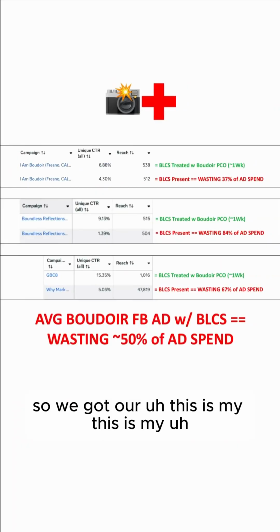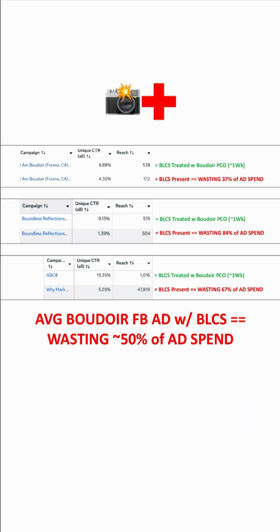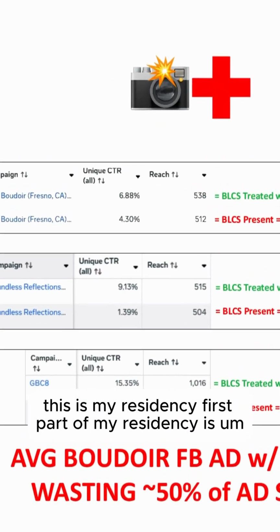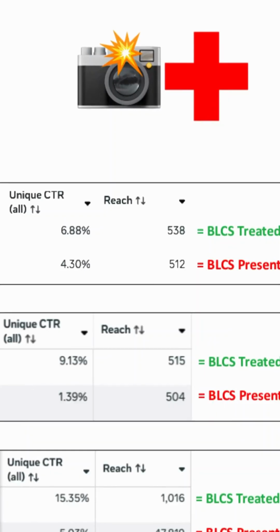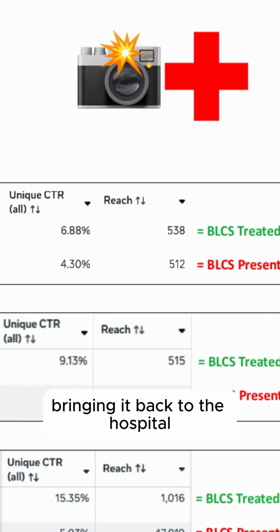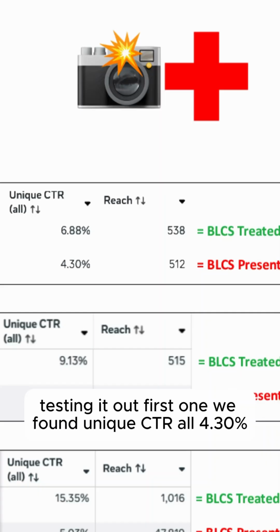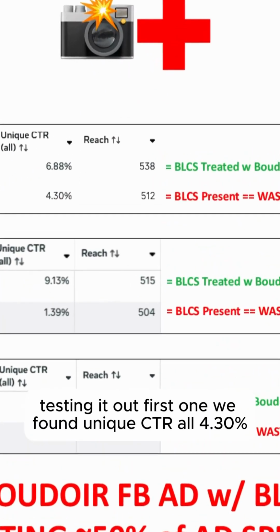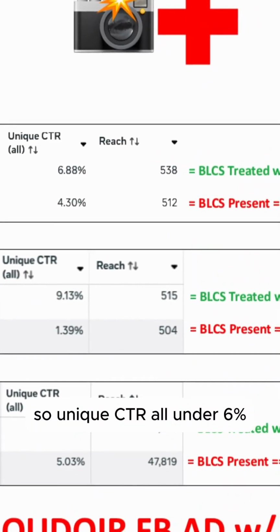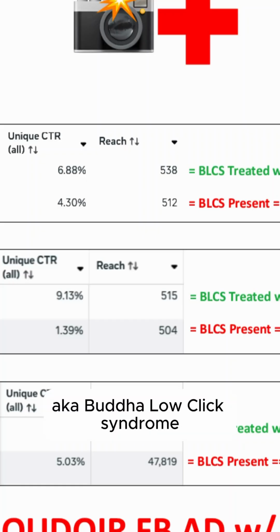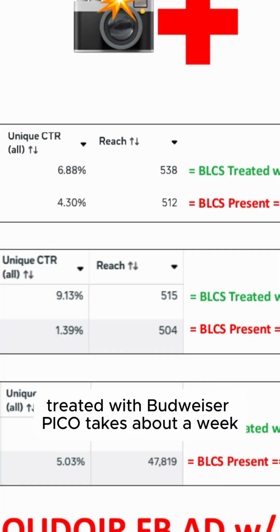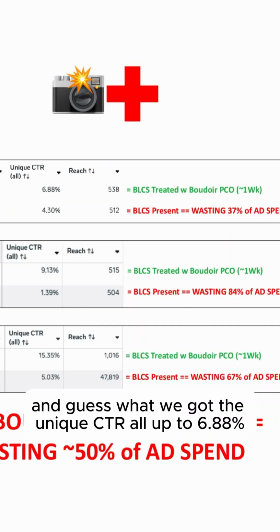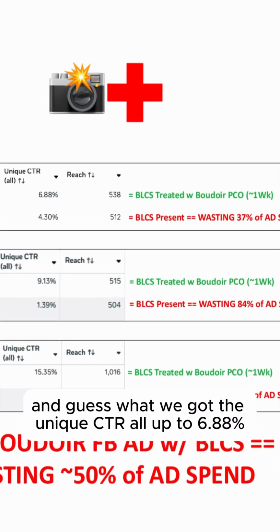This is my residency. The first part of my residency is finding a Boudoir Facebook ad out there, bringing it back to the hospital, testing it out. First one we found, unique CTR all 4.30%. So unique CTR all under 6%. We know that BLCS is present, aka Boudoir Low Click Syndrome. So we got the treatment, treated with Boudoir Pico. Takes about a week. And guess what? We got the unique CTR all up to 6.88%.